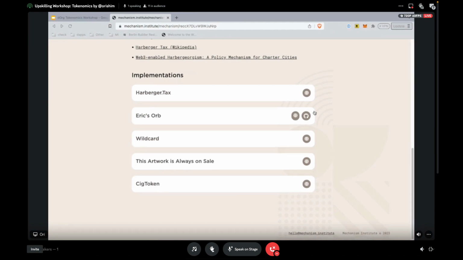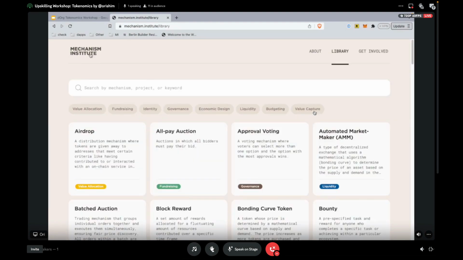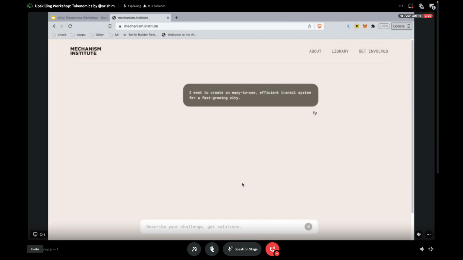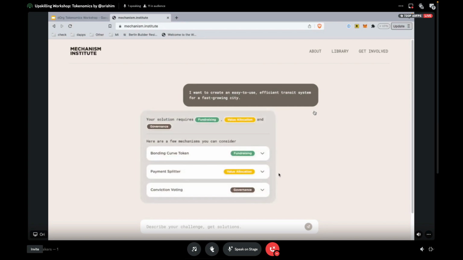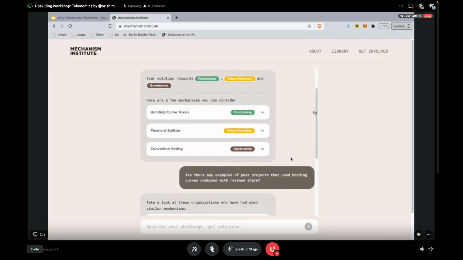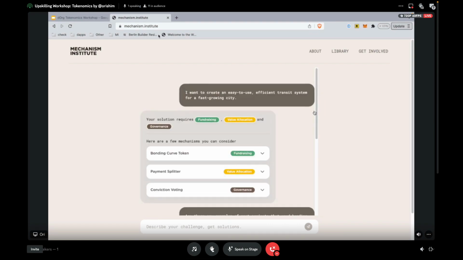Shout out to Colin for the design on this, and also I've been working with Elio on the implementation of this site, and with Juan on a potential AI experience, a bot that's trained on the library to help you solve mechanism design problems. But that is in the works, and I'll stop there. Thanks.